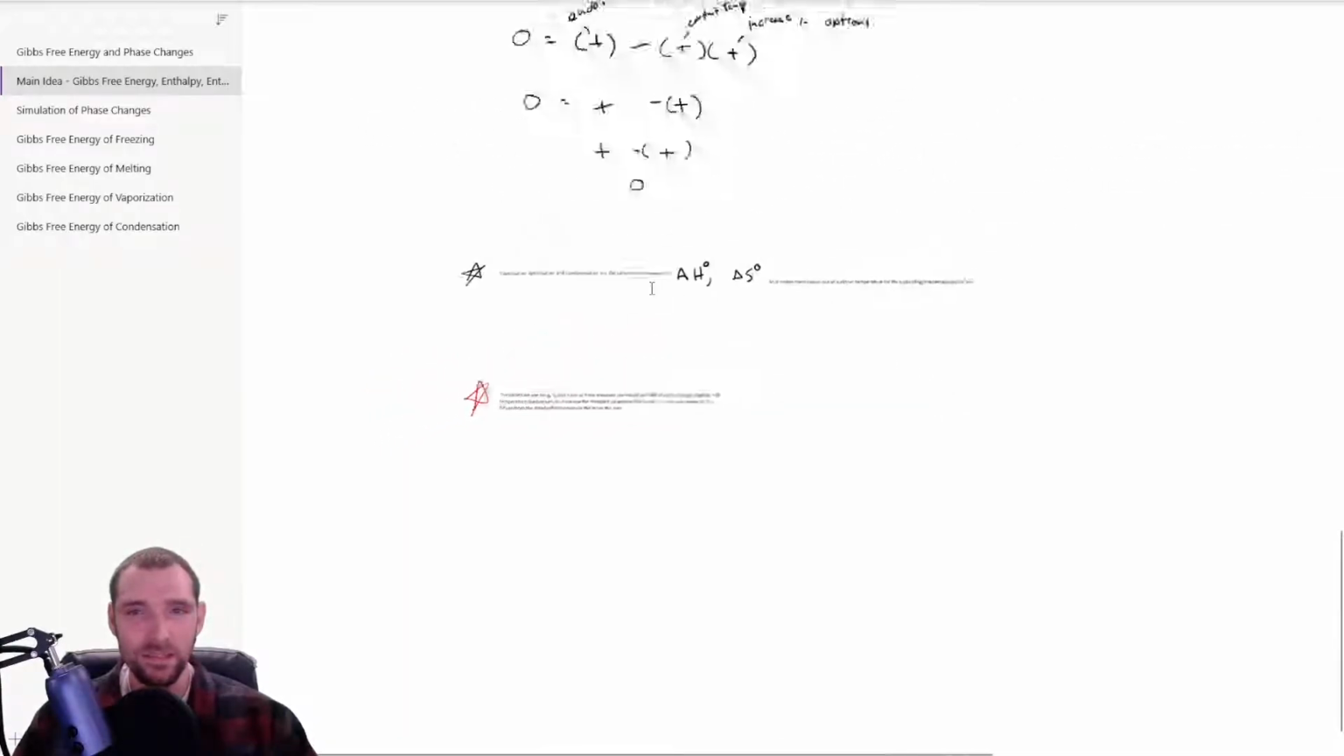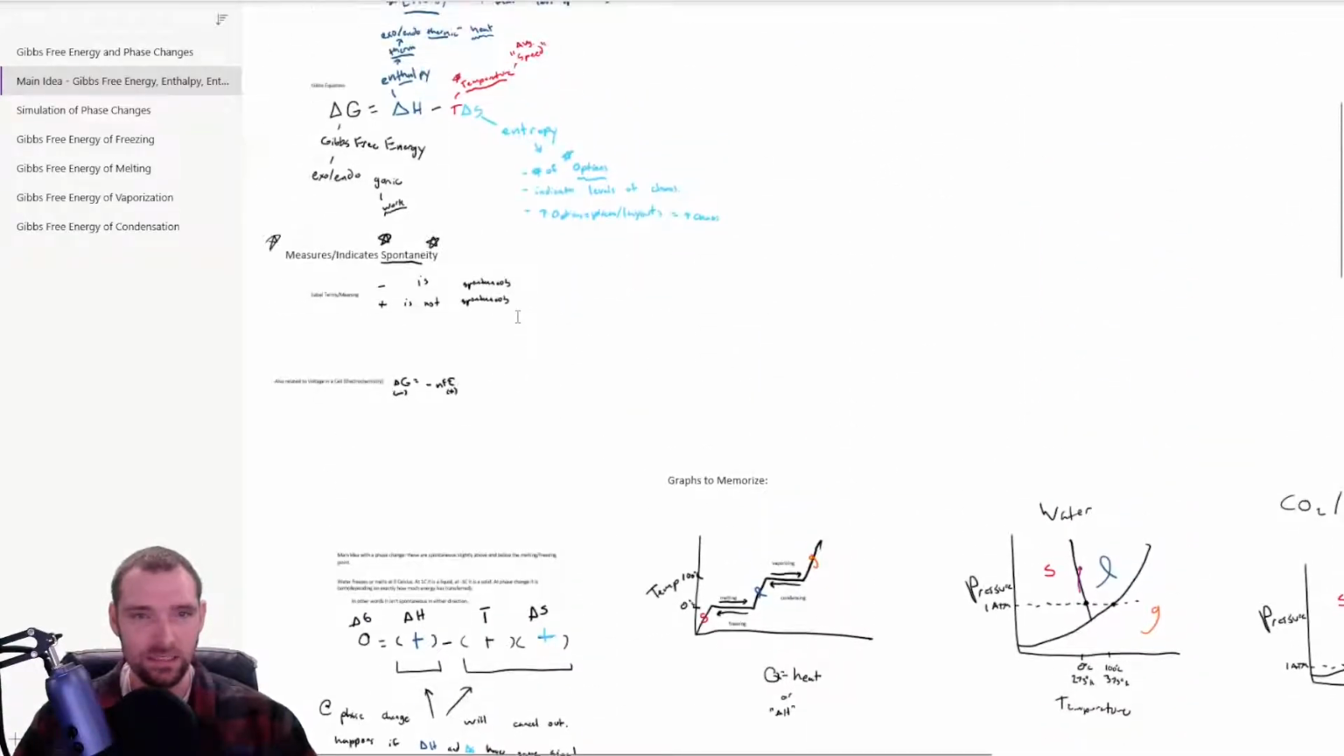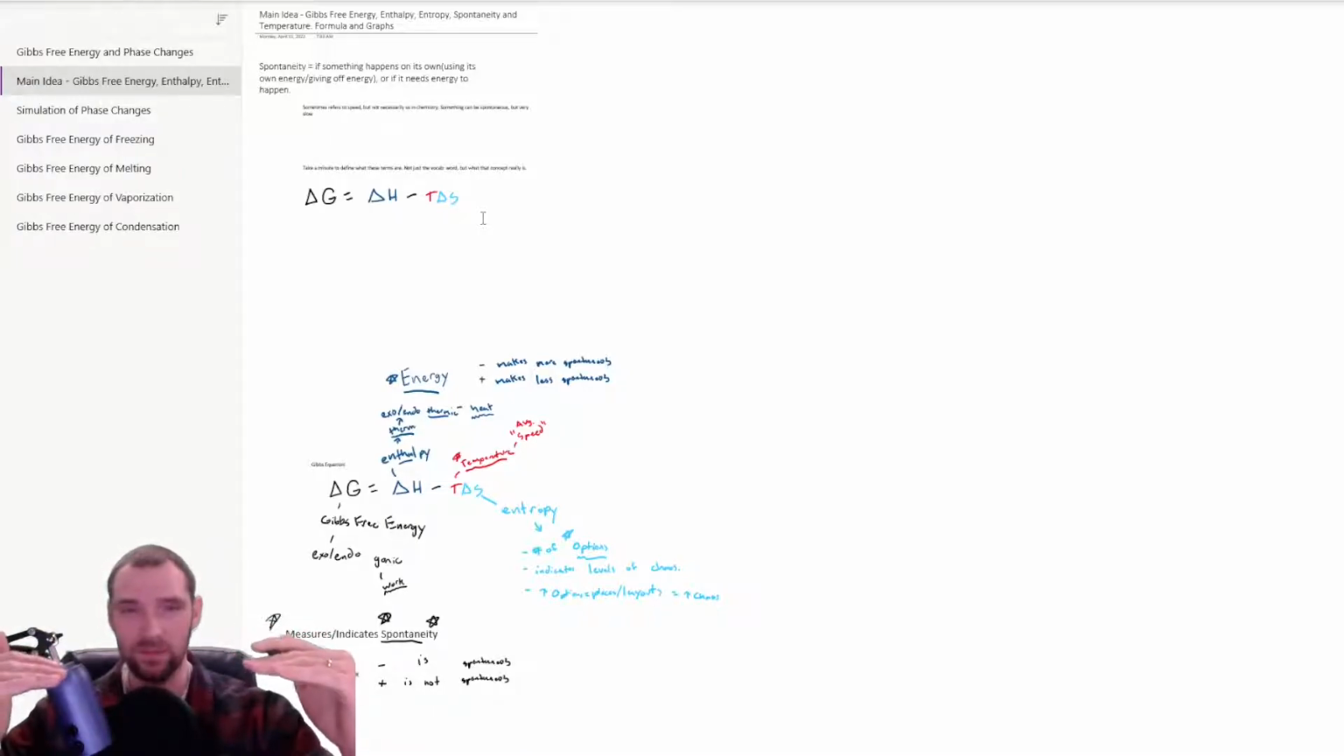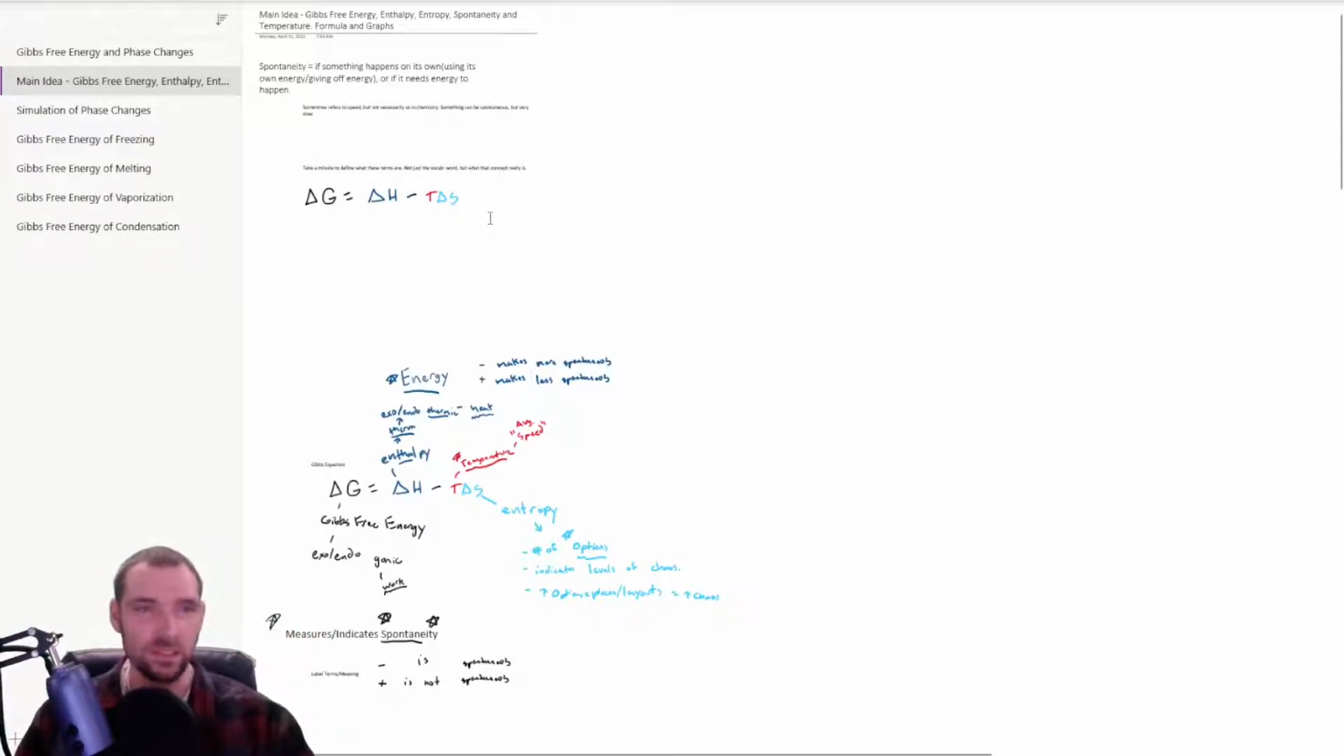Okay. So that's the overall idea. You're trying to cancel out essentially the first and second part of the Gibbs free energy equation, so that it's not spontaneous forward or backwards, but perfectly balanced between the two.